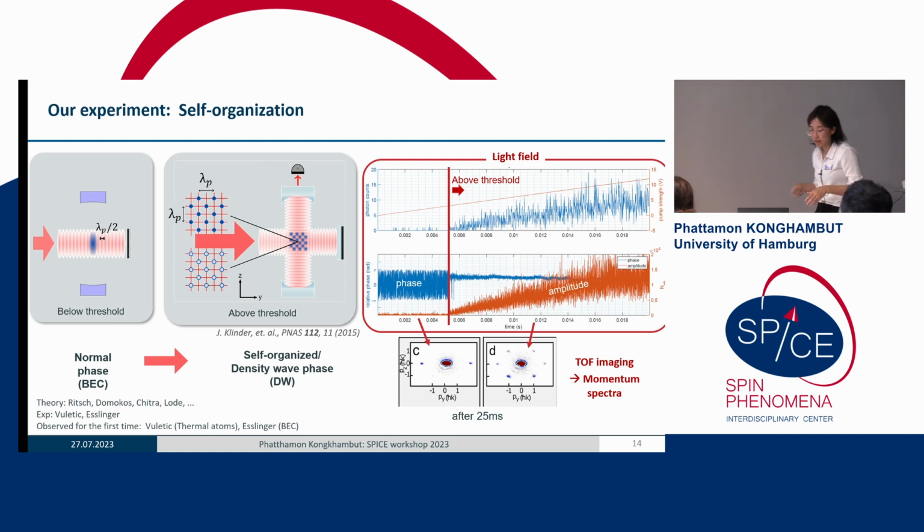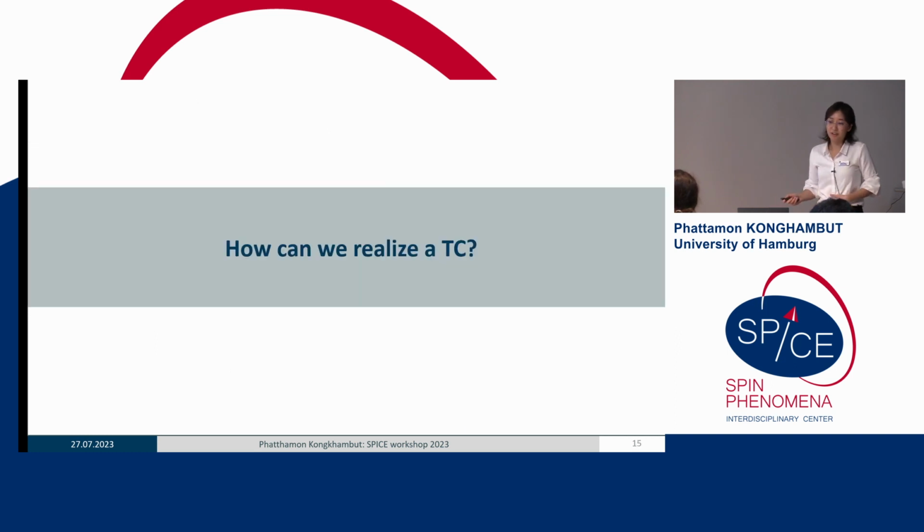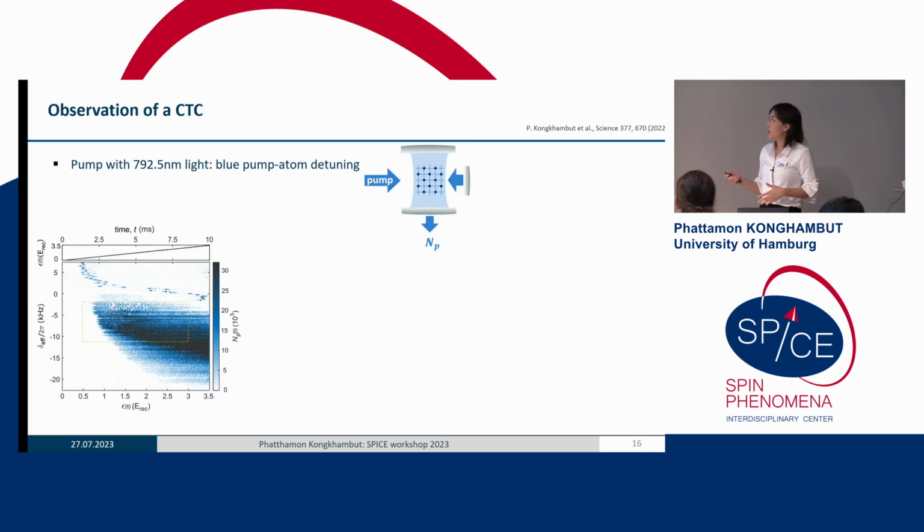So it's done. We are equipped with everything we have on the experimental side. We can detect the light field. We can take a picture of the atomic distribution in momentum space. How can we realize the time crystal now? What we do is we pump transversely with a pump which is blue detuned to the atomic transition.